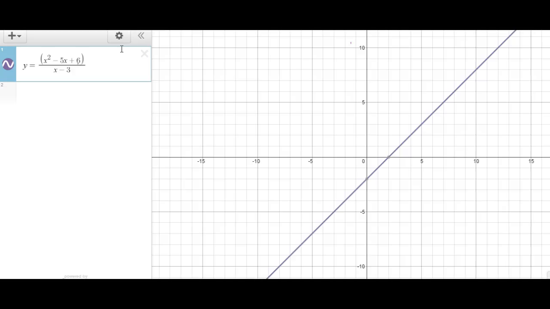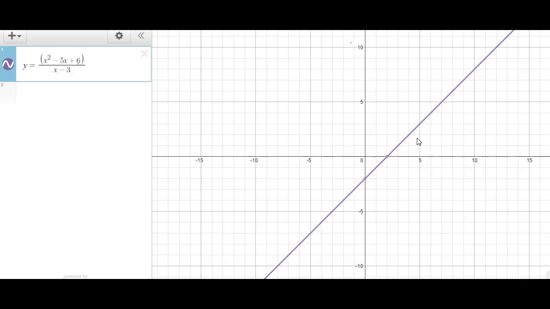Where's the asymptote supposed to be? At 3. All right, so let's see what's going on here. Fine. So I could trace along and see there's the point 0, negative 2. There's the point 2, 0. Oh, what's it say? 3 and undefined.